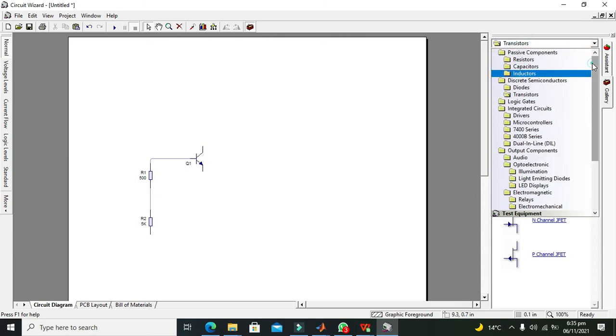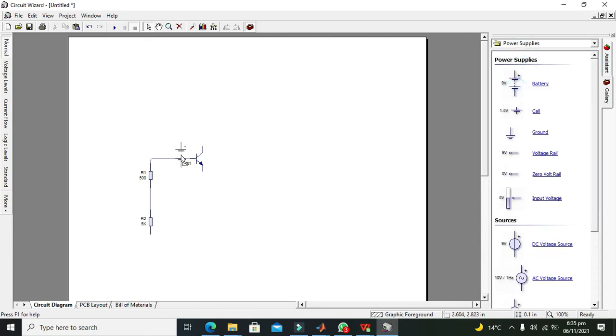Then we need our power supplies. The power supply can be from 9 volts to 12 volts or so. We will attach the lower end or negative end of the power supply with the 5 kilo ohm resistor. The lower end or emitter end of the transistor must be connected with the base or ground of the power supply. We also need to take our ground symbol and attach it to the circuit.